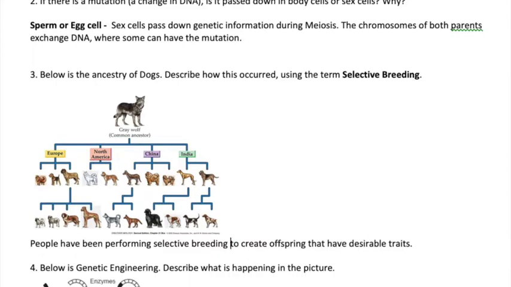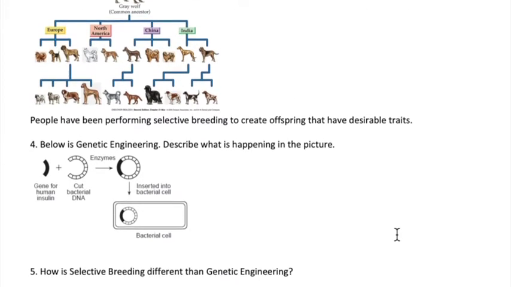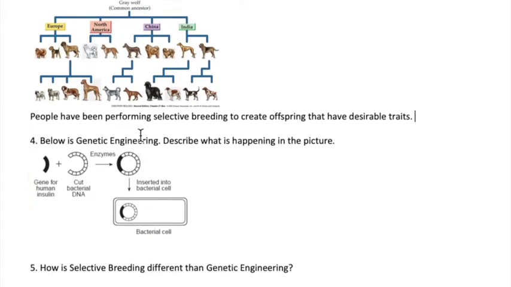No, let's hit that. To create offspring that have different traits. Yep. So people have been performing selective breeding to create offspring that have desirable traits. Okay, that's your answer number 3. Number 4. Below is genetic engineering.